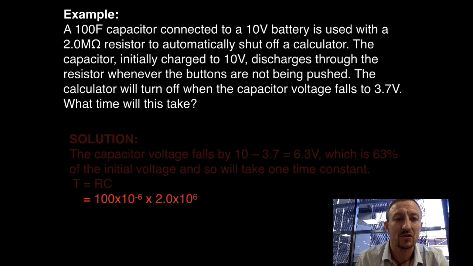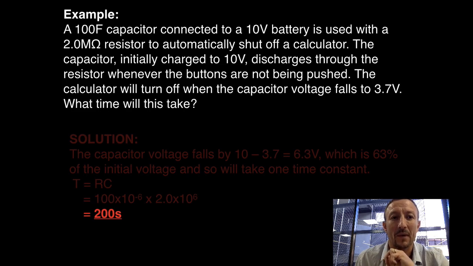Sorry, there's an error there. It should be microfarads, not farads. It would be a pretty big capacitor if it was a 100 farad capacitor in a calculator. So it's 100 microfarads, which is 100 times 10 to the negative 6. This is multiplied by the resistance of 2 times 10 to the 6 ohms. So as a result, my time constant is 200 seconds. This means that it takes 200 seconds to fall from 10 volts to 3.7 volts from a 100 microfarad capacitor running through a 2 mega ohm resistor.